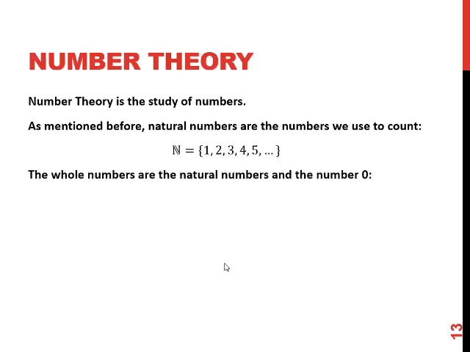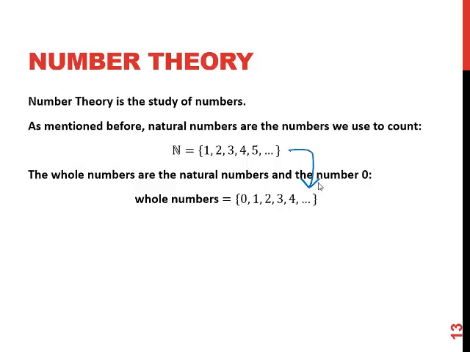The next set of numbers are the whole numbers, and they include the natural numbers, and they also include the number 0. So we're just going to take 0 and add it to the 1, 2, 3, 4, etc. Notice that all of these natural numbers are part of the whole numbers.